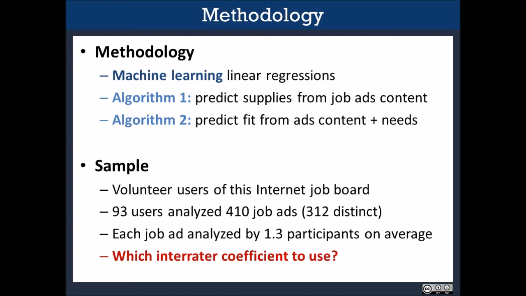Okay, so we tell the algorithm, like a child, here is the perceived fit, and here is the needs of the individual, and here is the content of the job ad, etc. I want you to predict perceived fit from these inputs. And then the algorithm will learn from these inputs and outputs and be able to predict perceived fit by itself, okay, without having to collect the data. So that is how it is used.